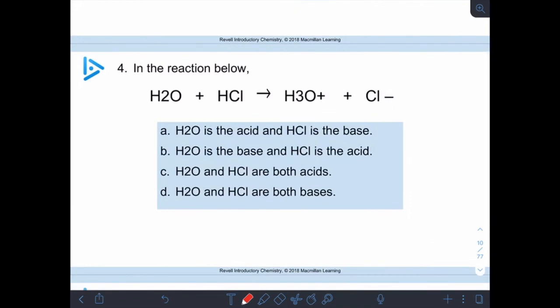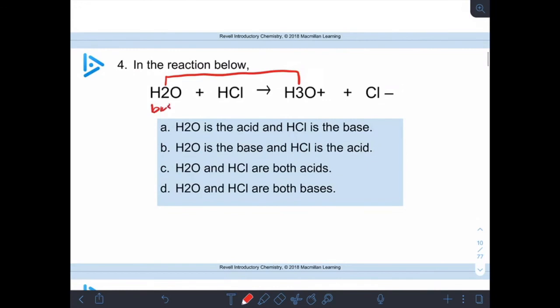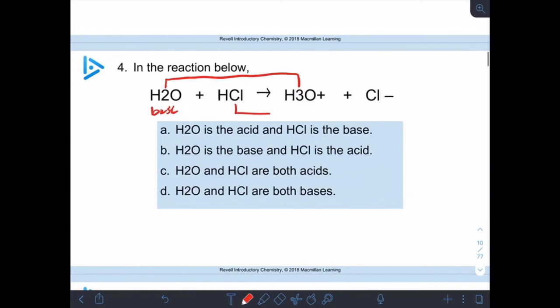In the reaction below, let's see what is what. So let's identify some things here. So let's find our H2O on the other side. So H2O has become H3O+, so it's picked up a proton. So it has one more hydrogen than it did before. So if it's accepted a proton, that makes it a base. And our HCl, let's find it on the other side. HCl has become Cl-. So that makes it our acid, right? It has lost a proton. It has one fewer proton than it did before.